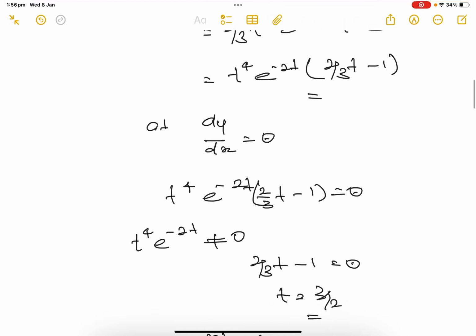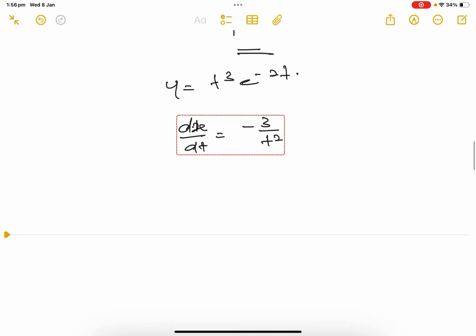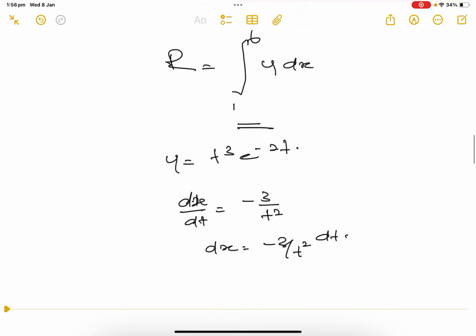Yes, minus 3/t squared. So dx equals minus 3 divided by t squared dt. Right, now we know y in terms of t, and dx in terms of t and dt.